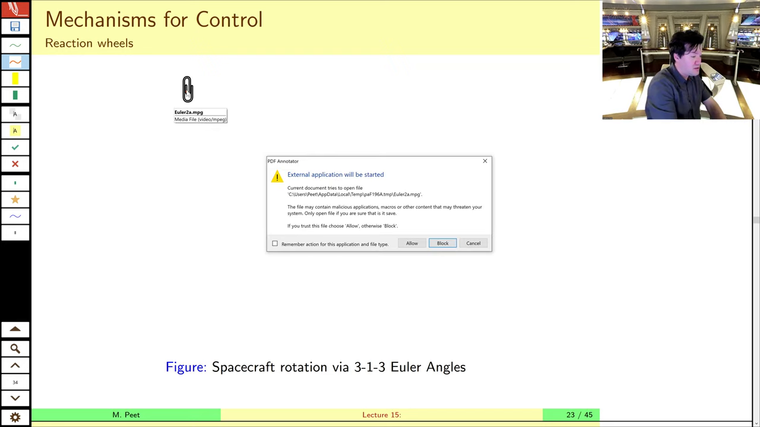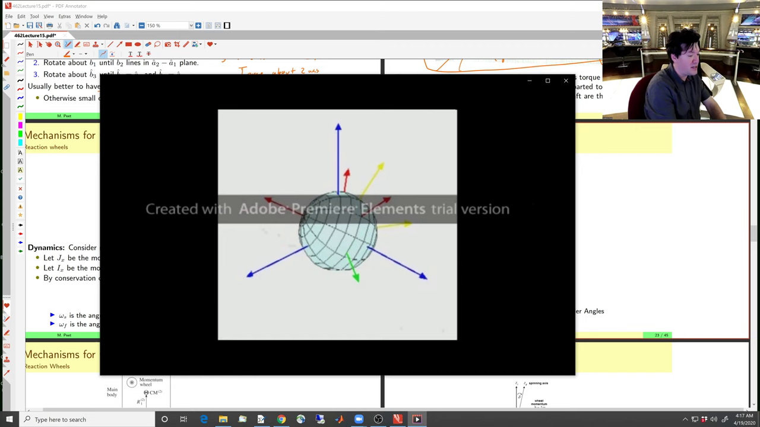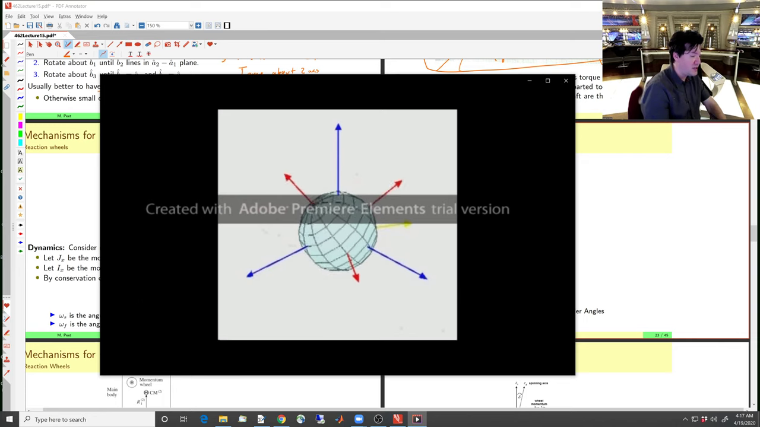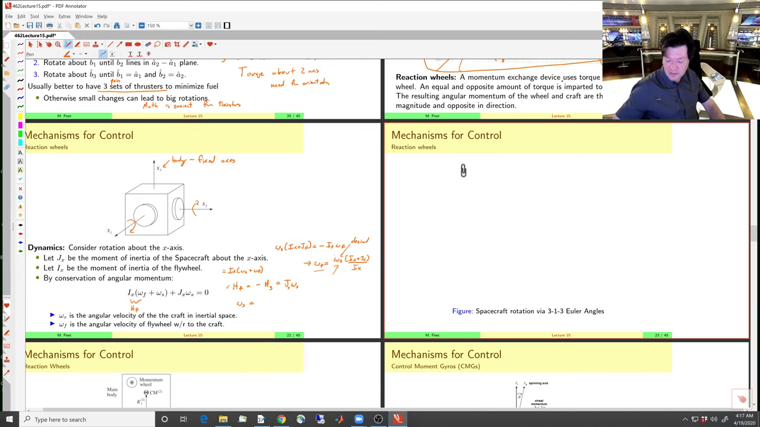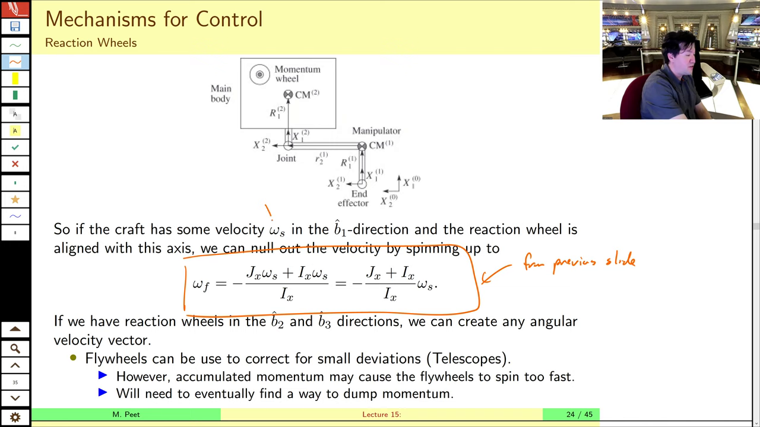So here's just a visual illustration of that. It's relatively simple. We create some rotation about one axis, then two axes, then three axes. Rotation about x, rotation about y, rotation about x again. Or maybe that was a z, y. Anyway, something like that. Again, this is like what I had on the previous slide, so I don't need to talk about it again. For a given desired angular velocity, we can achieve it by spinning the reaction wheel at that reaction wheel angular velocity.